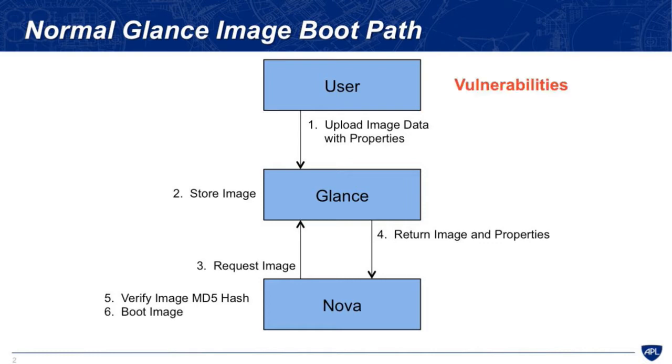For one, between when the user has it and when it uploads to Glance, it's possible it could be modified there. Also, when Glance is storing the image, that's another possible place for modification. And when Glance is transferring the image to Nova, that's another place that it could be modified. The problem with modification is if it's malicious, you could have malicious code inserted into your image. This could cause problems. So ideally, we can mitigate these vulnerabilities.